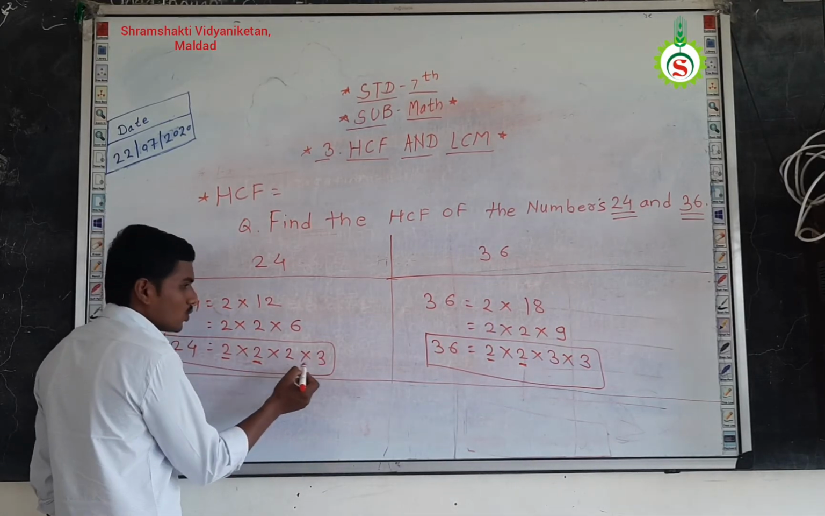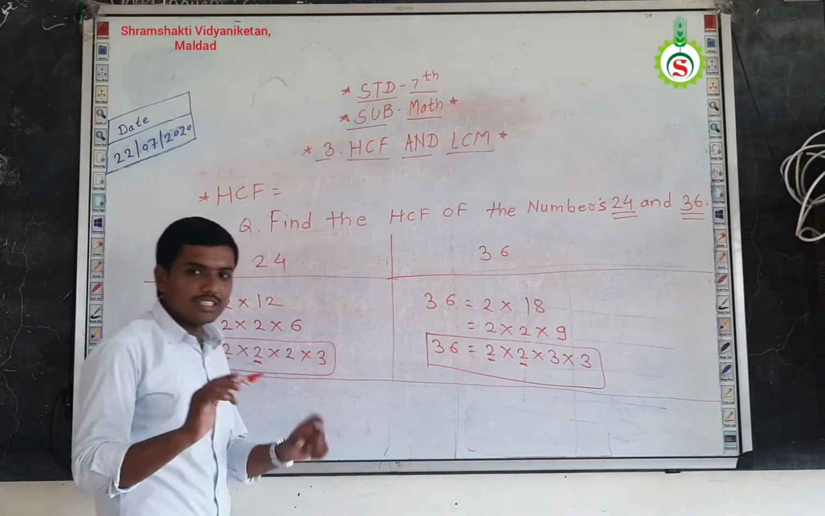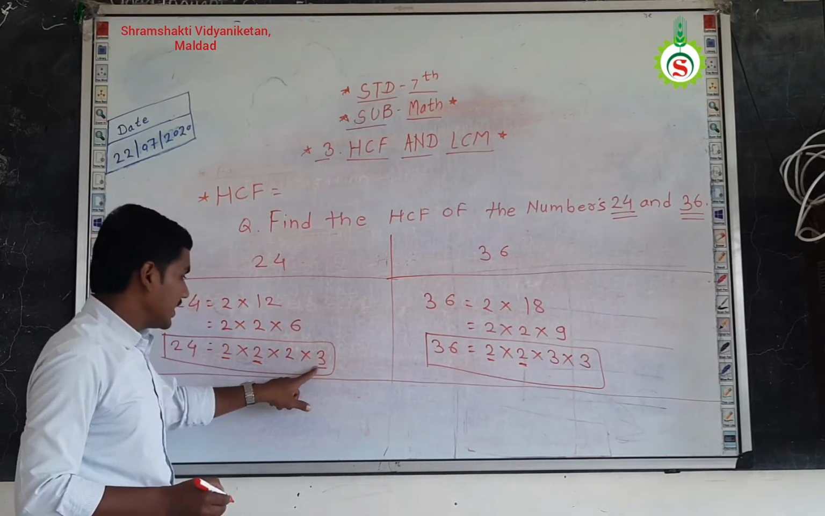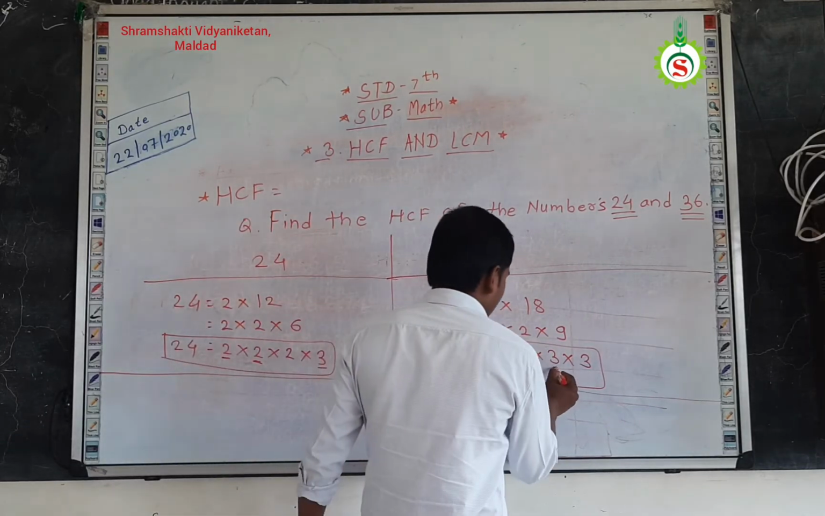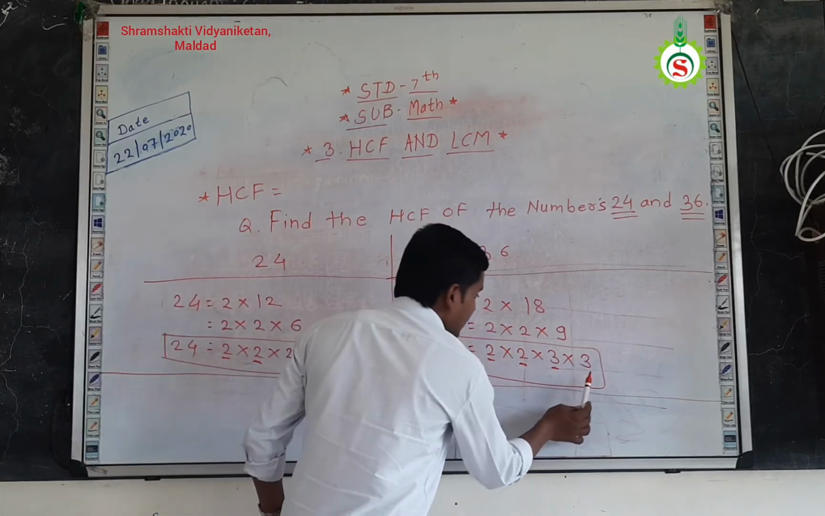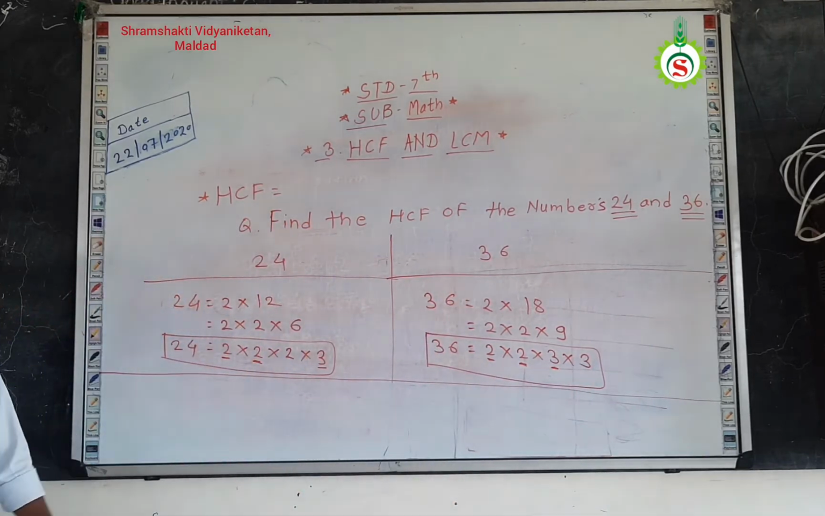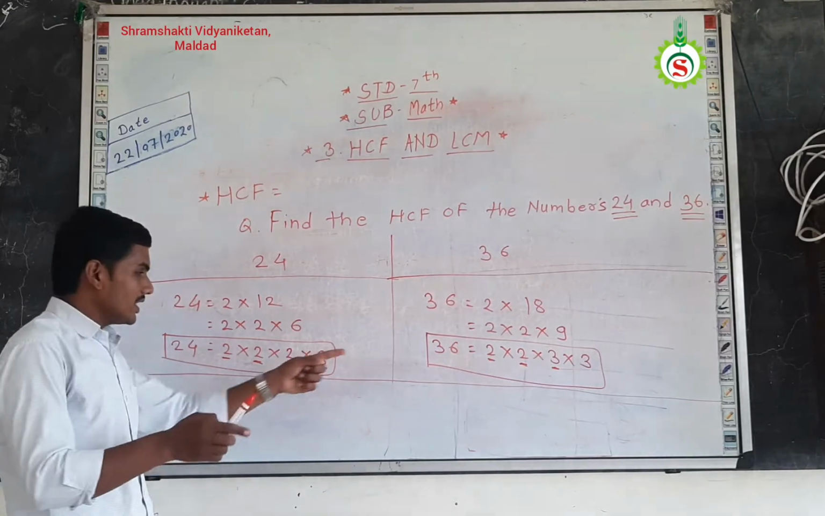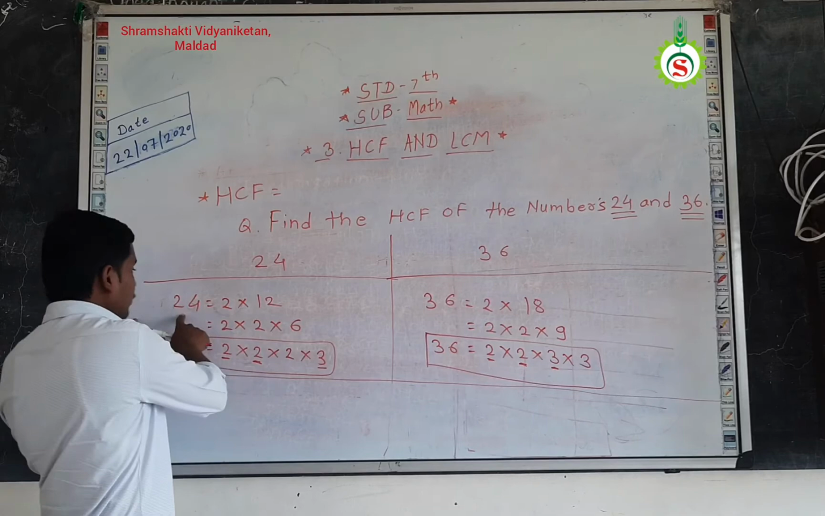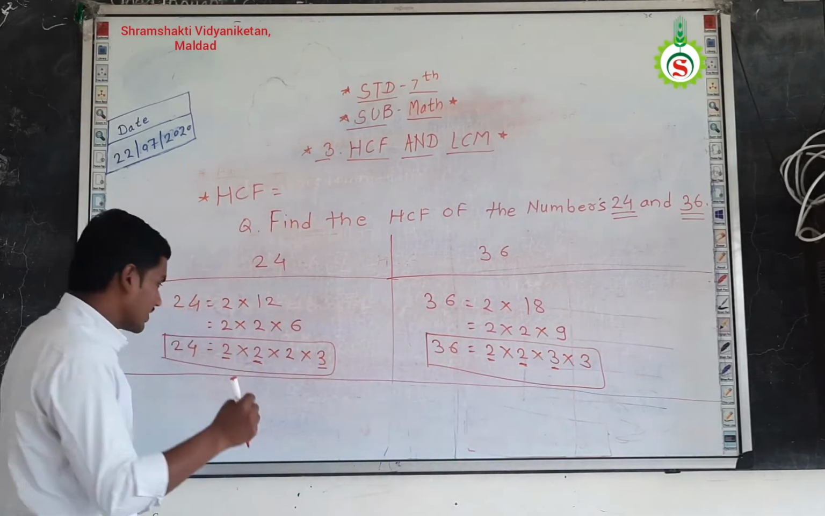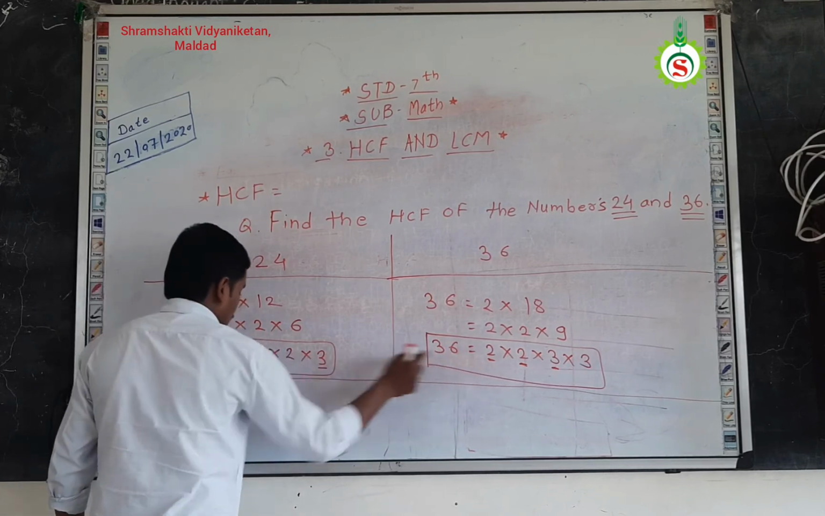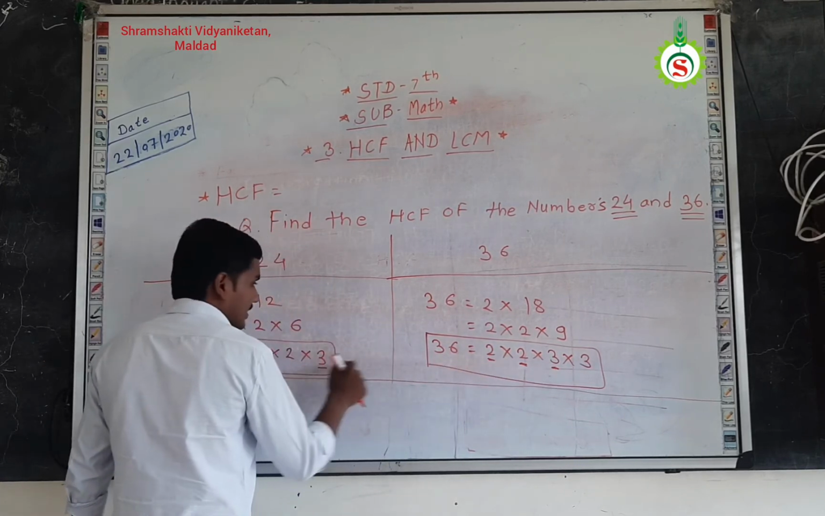Now, for that 2, there is no 2 in the other number. That means this 2 is not common. Now, the next factor is 3. Here is the 3 and here is also 3. That means that 3 is common. But here a 3 is remaining, and here there is no 3. That means that 3 is not common. So how many factors are common between 24 and 36? 3 factors. Which are those? 1, 2 and 3. That means 2 is common, that 2 is also common, and that 3 is common.